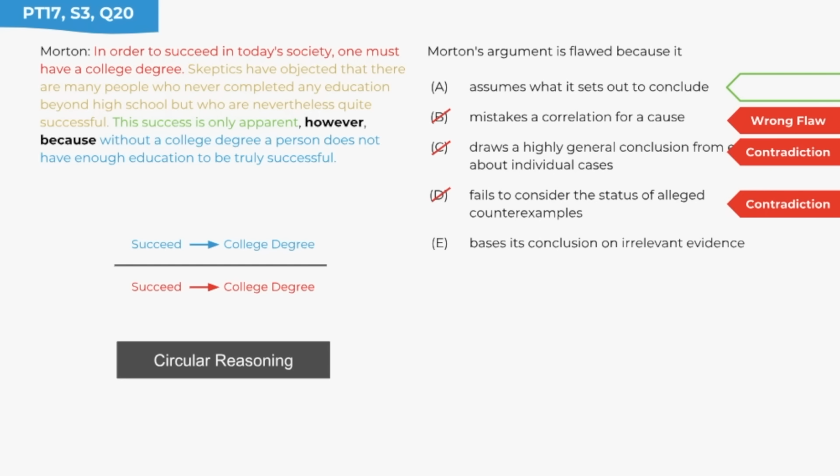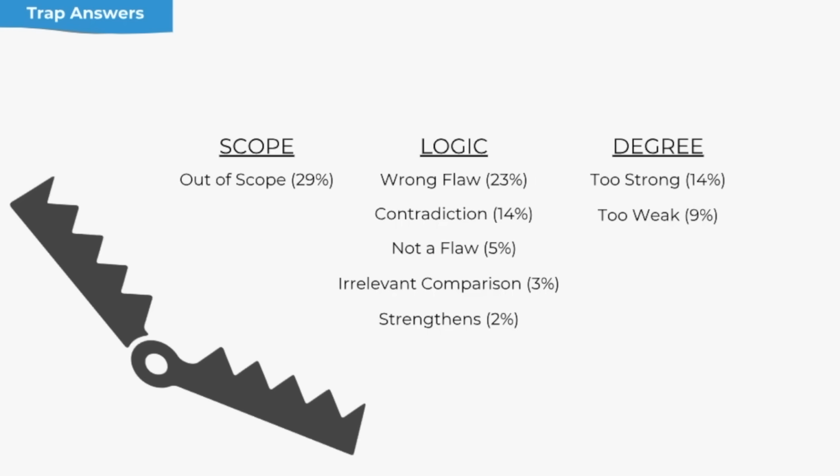Answer choice E says it bases its conclusion on irrelevant evidence. Is that evidence irrelevant? Well, it's relevant. It's the same thing. So, we could describe this as contradiction. We could describe this as the wrong flaw. I mean, it would be a flaw to base a conclusion on irrelevant evidence, but it's also something that didn't happen in this argument. So either way. All right. So now that we can pick A, let's step back a little bit and think about the kinds of wrong answers that we were seeing.